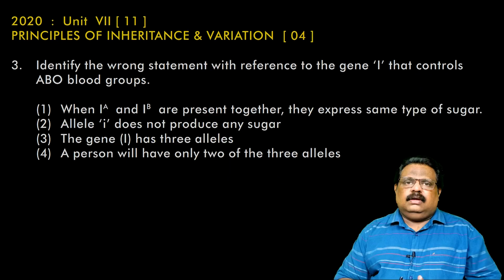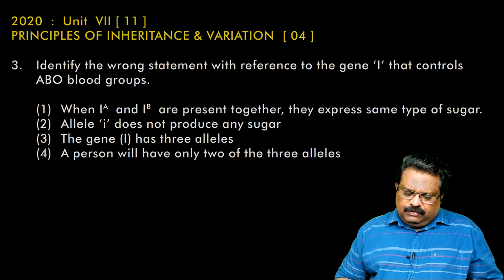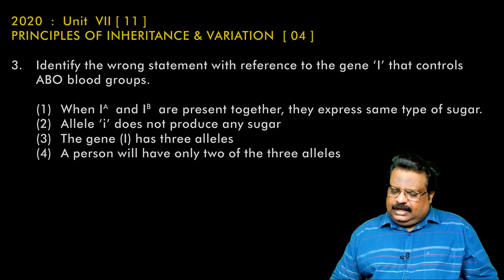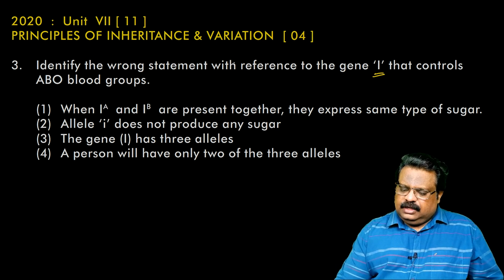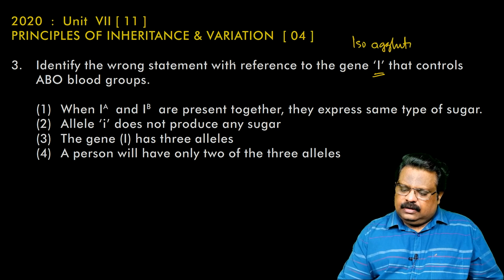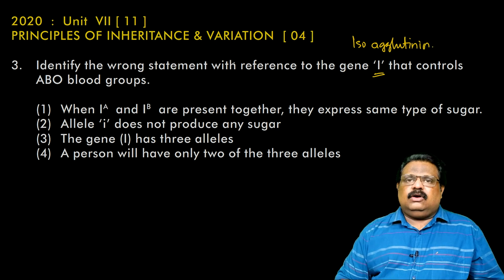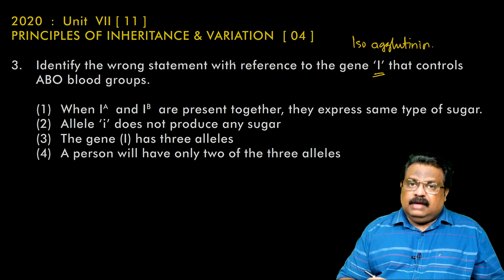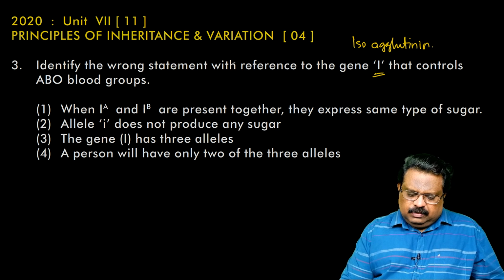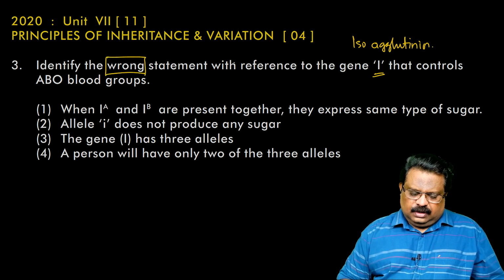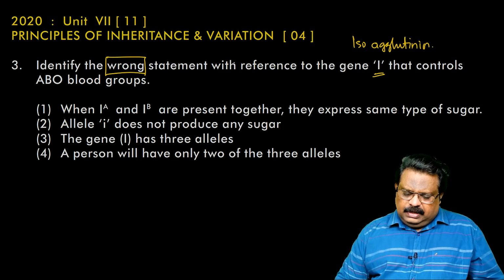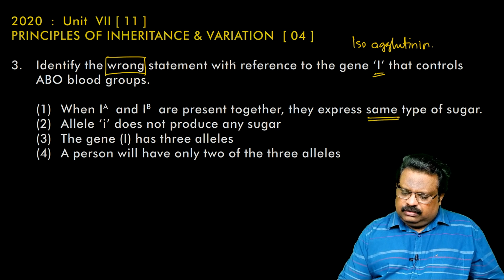Next question. Question number 3. Identify the wrong statement with reference to the gene I that controls ABO blood group. The I gene is for isoagglutinin that controls the blood groups. Which among the following is the wrong statement? When IA and IB are present together, they express same type of sugar. That is wrong.